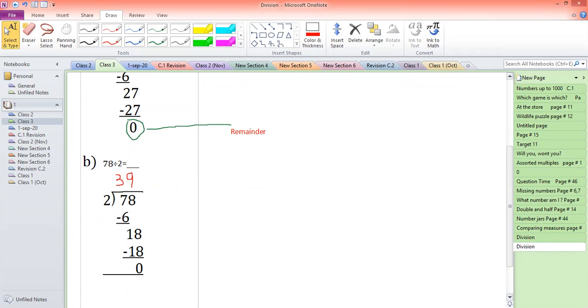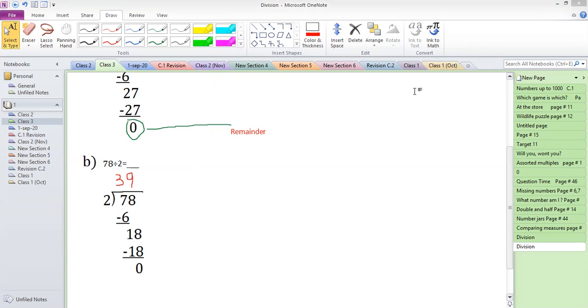Right here then 0. So what is the answer here? 78 divided by 2 equals, yes guys, 78 divided by 2 equals 39. 39. Very good. Very good.